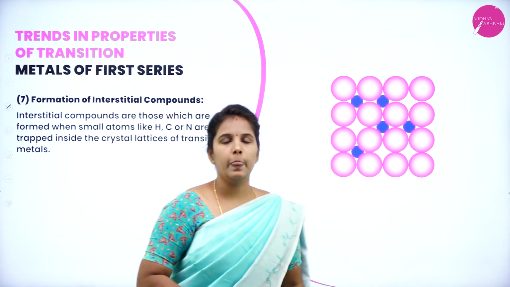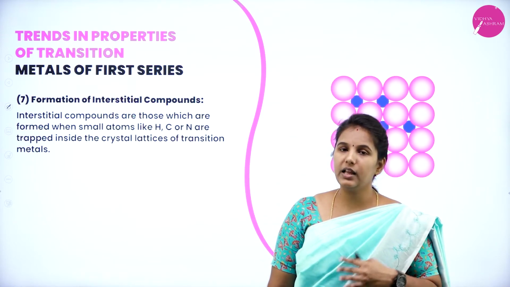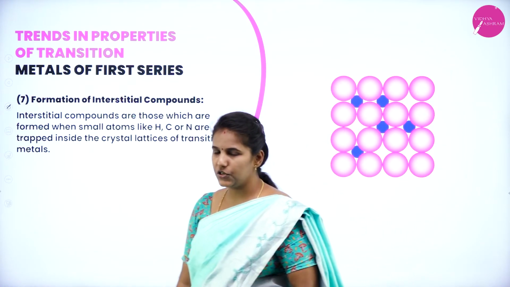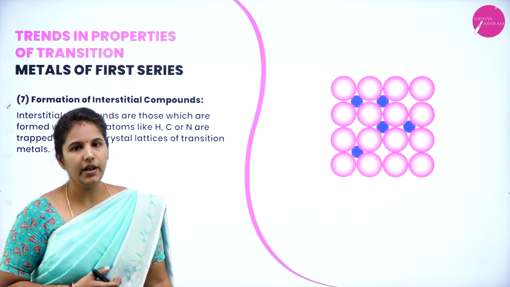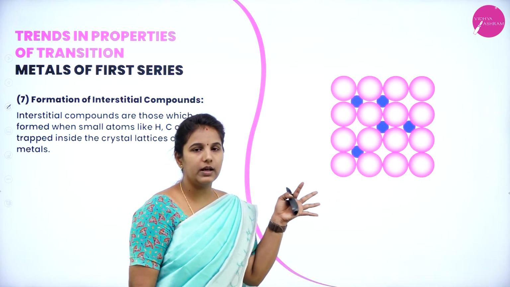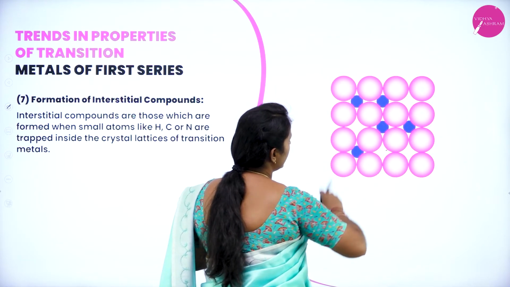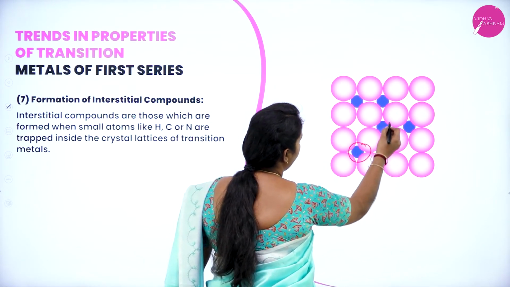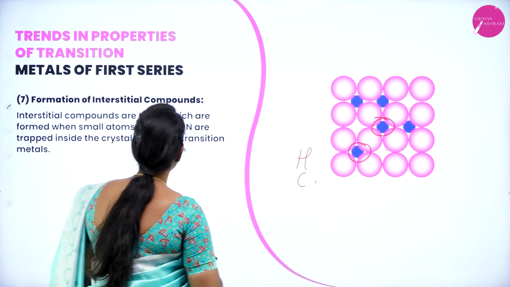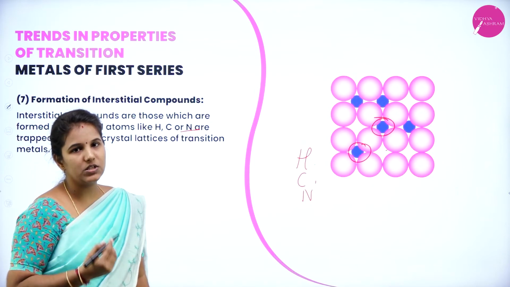Next, we have interstitial compounds. Already I have explained that d-block elements are nothing but metals. Is it right? When they exist in metallic form, because they are solid except mercury, on the surface of the metal or in the metal interior, some vacant sites will be there. Isn't it? Some vacant sites will be there. If this vacant or interstitial site gets trapped by hydrogen, carbon or nitrogen, then such compounds are said to be interstitial compounds.